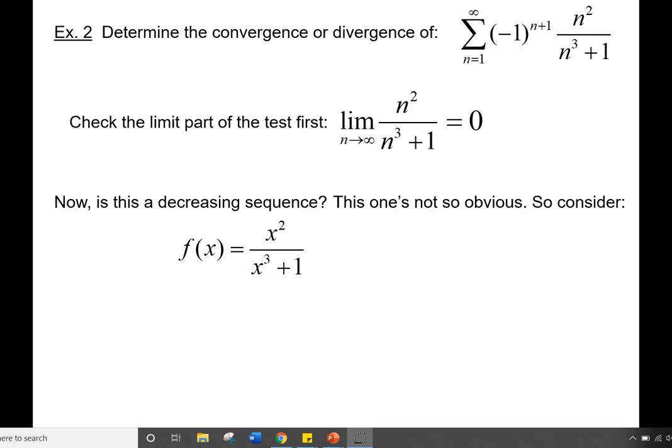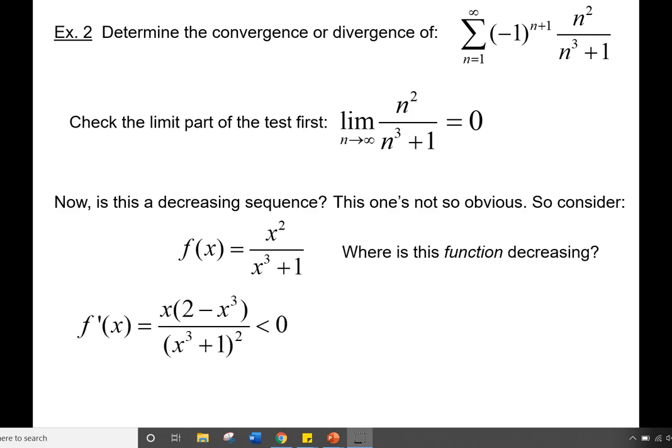We looked at the signs of the first derivative. If the signs were positive, the function was increasing. If the signs were negative, the function was decreasing. So let's look at the derivative of this function. I'm going to take the derivative using the quotient rule.